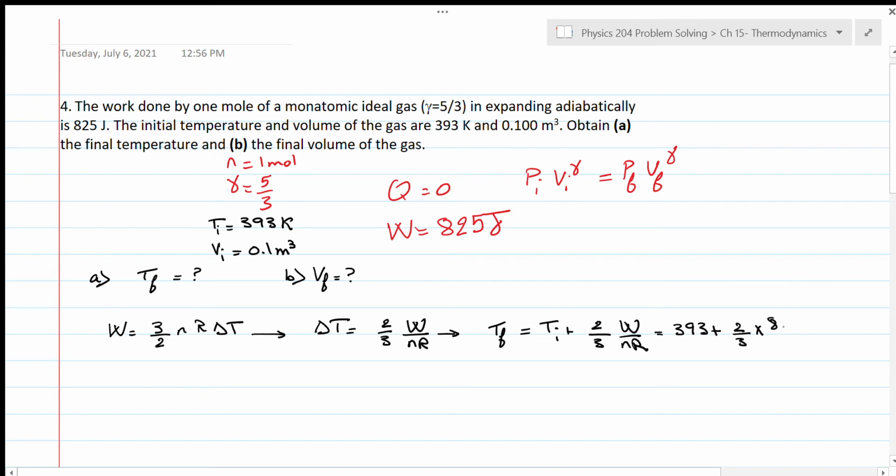So the work done is 825 joules, n is 1, and R is 8.31. And this will give us 327 Kelvins.